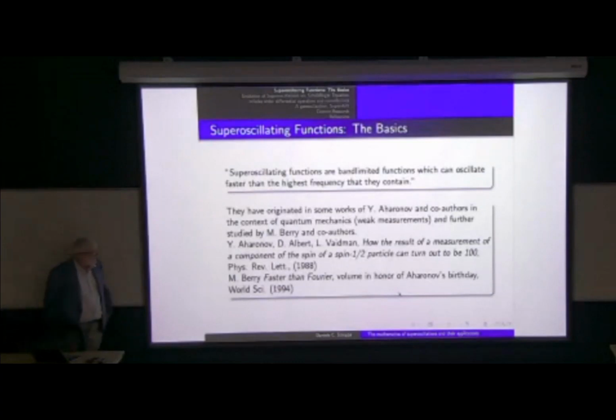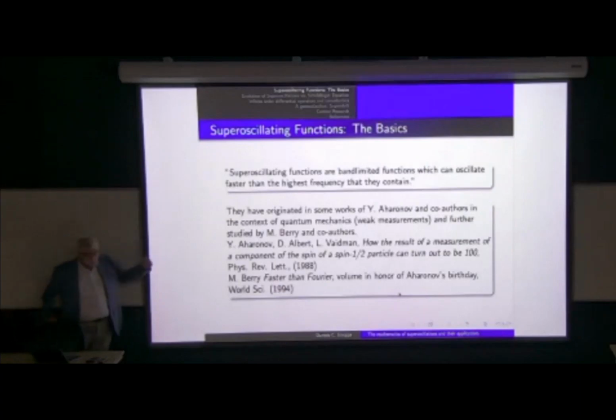He wrote a paper in 1988 with the paradoxical title "How the result of a measurement of a spin 1/2 particle can be up to 100." That is obviously because you're doing what he calls a weak measurement, and as you do a weak measurement, an interesting mathematical phenomenon appears, which goes under the name of super oscillation. In a completely different direction, Sir Michael Berry from Bristol studied super oscillation from the perspective of optics. In fact, most of the applied work done now on super oscillation comes from the field of optics, the purpose being to use them to do super resolution.